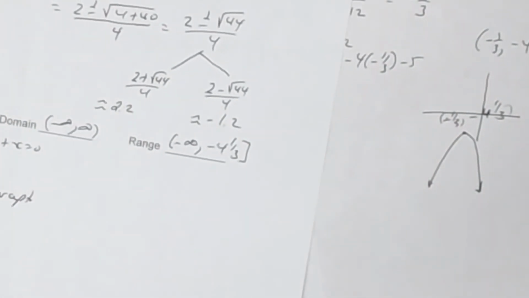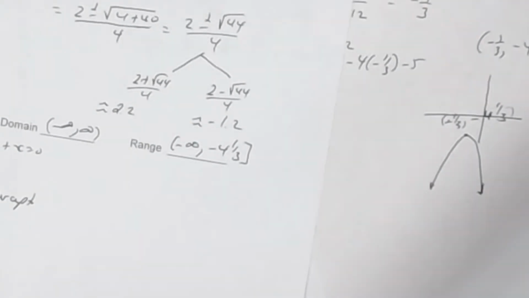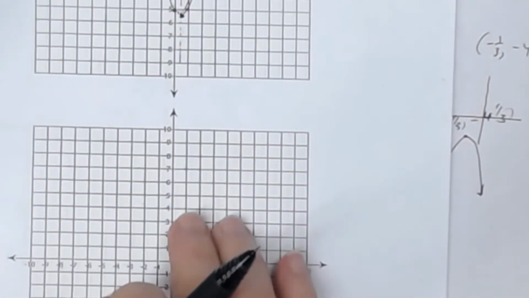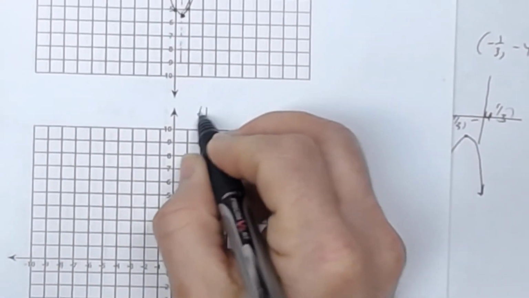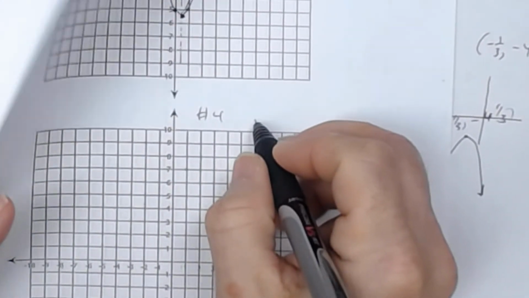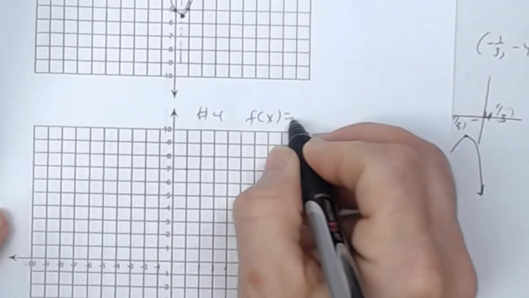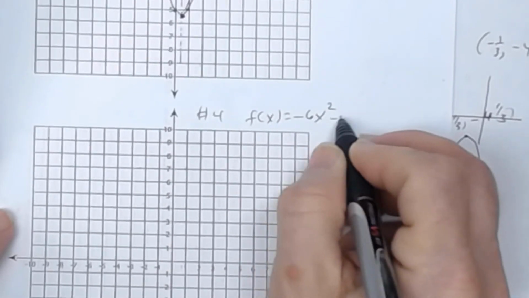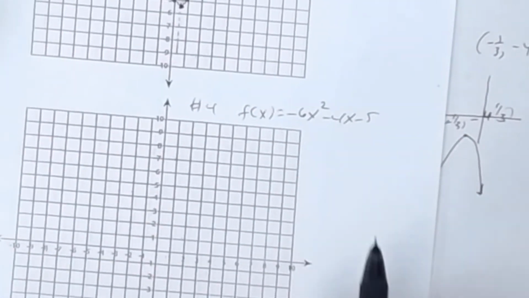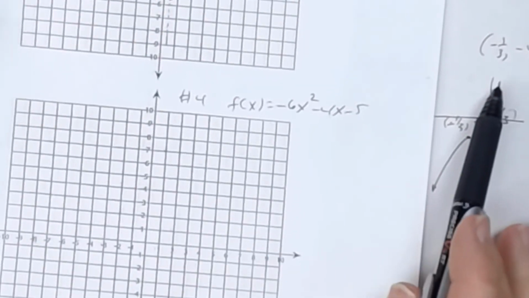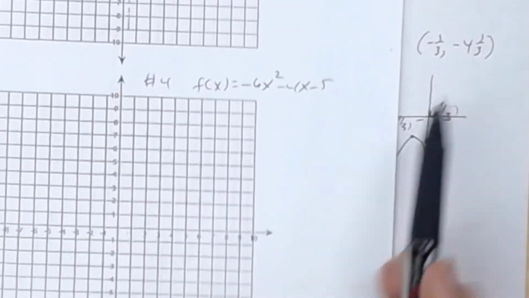Okay, now let's graph what we have. All right, so this is going to be number 4. I think we can go ahead and use a smaller grid. So this is number 4, and number 4 was f of x equals negative 6x squared minus 4x minus 5. All right, so my vertex is negative 1/3, negative 4 1/3.